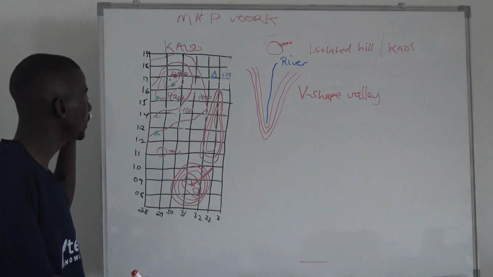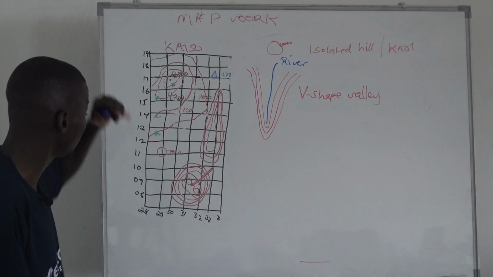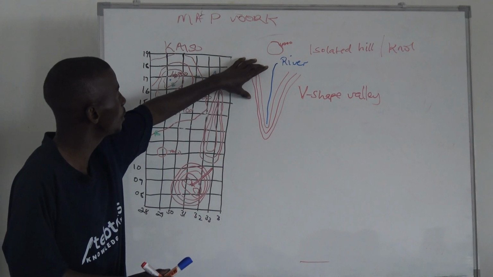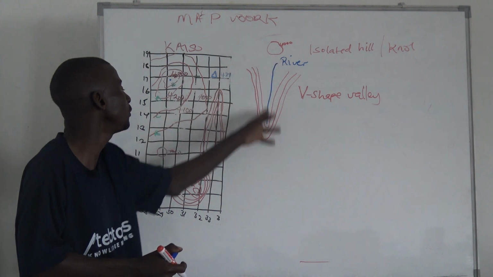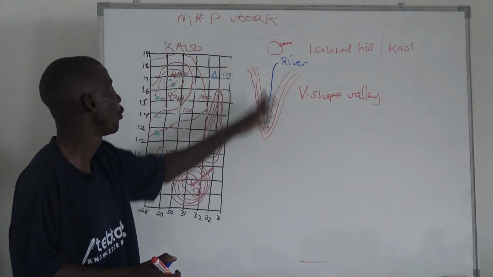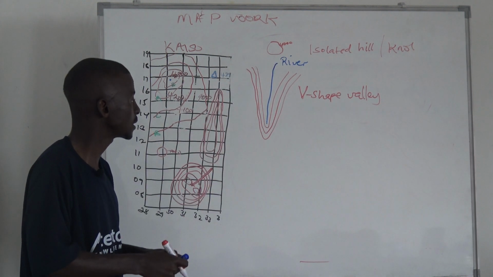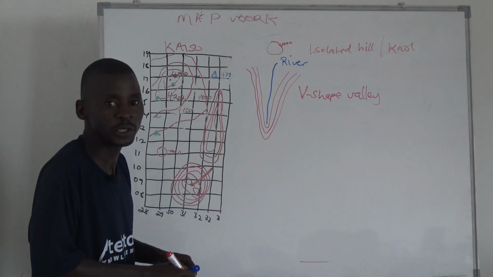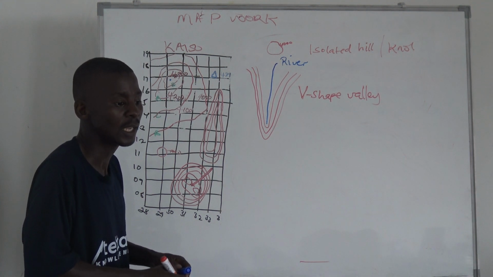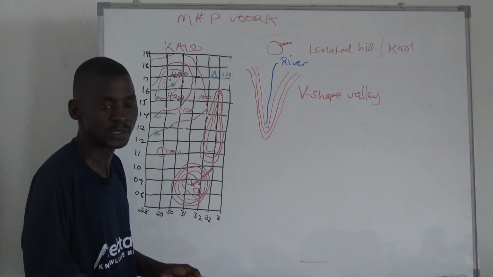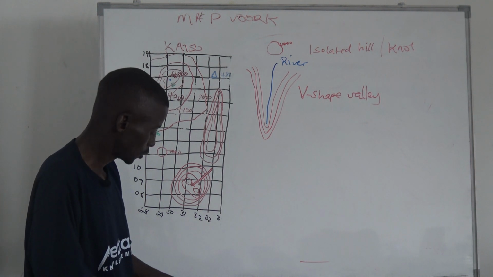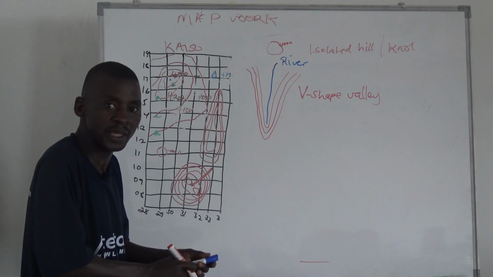It is different from the other one I told you, which is a broad valley. For this one, the contours are close to one another. They are forming a V shape, and sometimes you find a river flowing through these shapes. So for you, in terms of relief, you will say this one is a V-shaped valley.